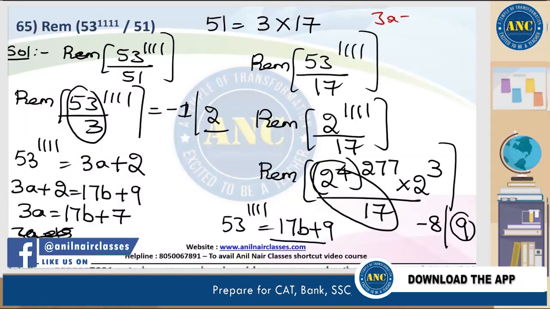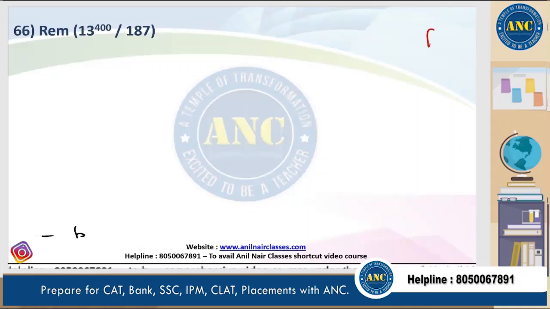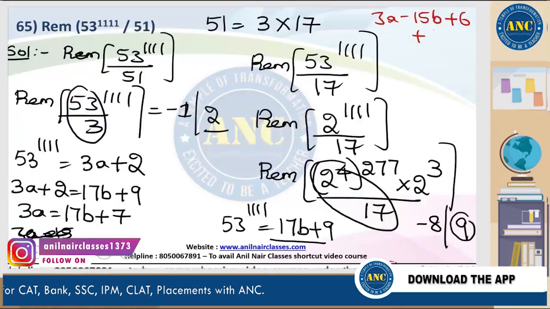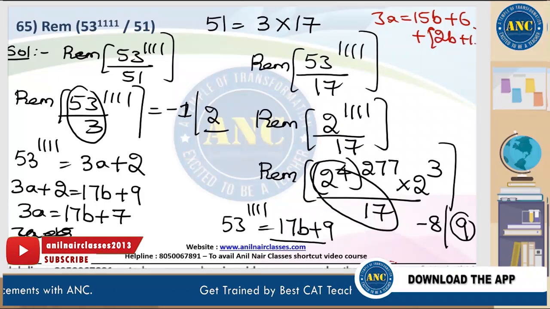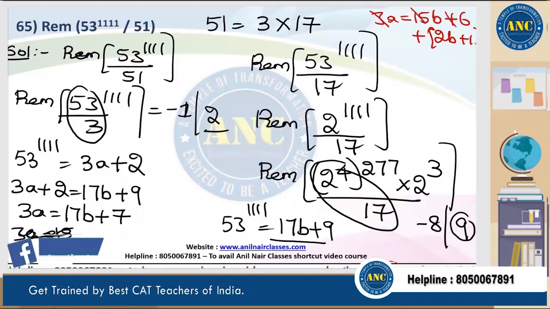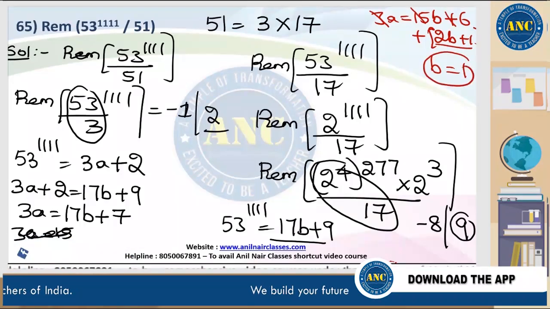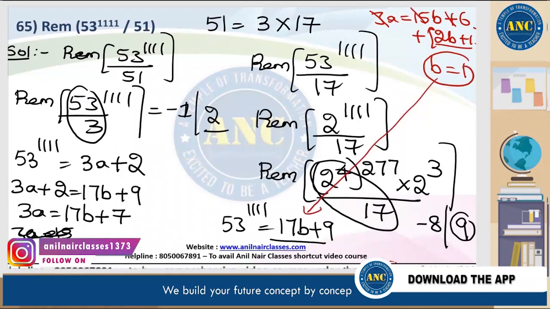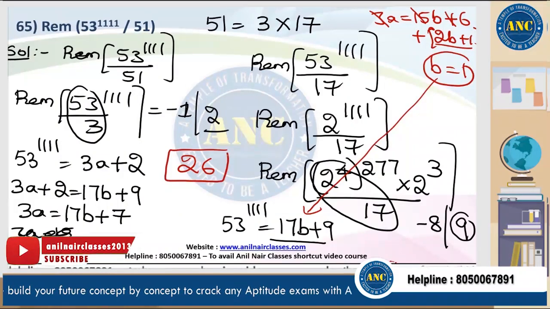3a is equivalent to 15b plus 6c plus 2b plus 1. 2b plus 1 should be divisible by 3. b is 1. If b is 1, what will be the answer? 17 plus 9, 26. I hope it is clear.